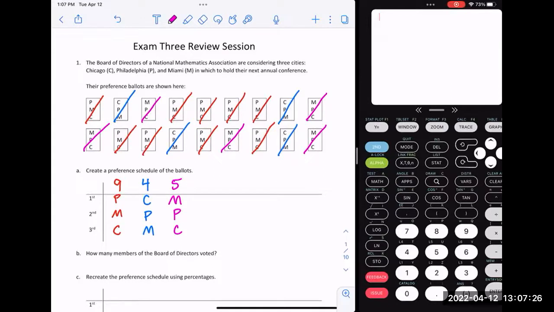The next question asks how many members of the board of directors voted. So one thing I could do is I could just add up, like just count my ballots. So how many did I cross out, or how many do I have here? You can also just add up the numbers that we had at the top of our preference schedule. So we had 9 ballots that had PMC, 4 with CPM, 5 with MPC. So that would be a total of 18 voters. Same thing if we count our ballots.